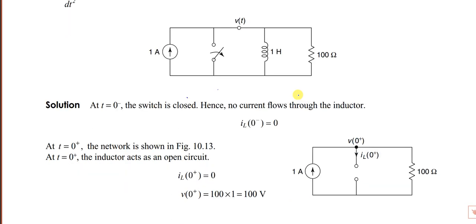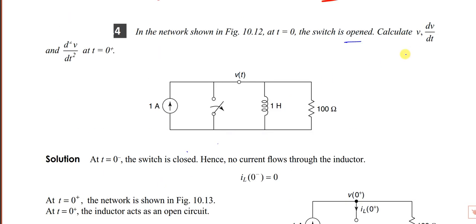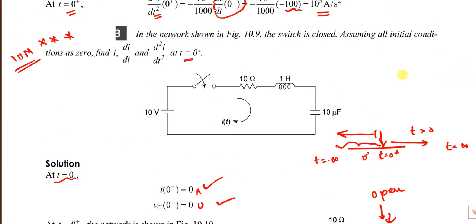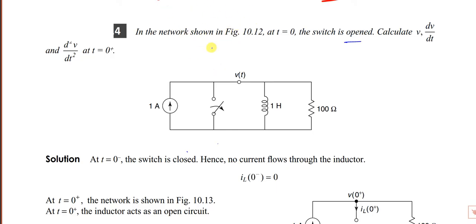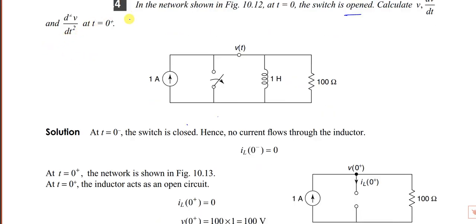Please see here. You have to find V, dV by dt, d square V by dt square. Where is V? In the series circuit, they will write circuit current I. They will give circuit current I. In a parallel circuit, here they give voltage V of t, nodal voltage V of t, there mesh current I of t. This entire circuit is one common node. This full circuit is a single node, whose voltage is V of t. You have to find V of t at 0 plus, dV by dt at 0 plus, d square V by dt square at 0 plus. It's an important problem. Let us solve this now.